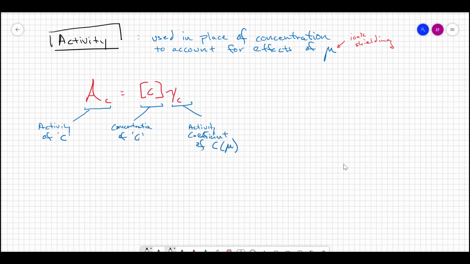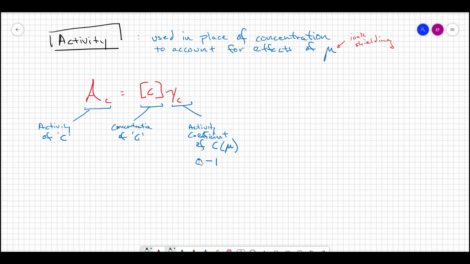I'll show you how. The formalism for activity, at least in an expression, is that activity is equal to the original concentration as corrected by what's called the activity coefficient, a constant, gamma. So we're multiplying the concentration by this value, gamma, and the activity coefficient can take on values anywhere from 0 to 1 as a function of mu. So I'm putting here the activity coefficient of C. We're talking about some species C. That could be lead, it could be whatever it is. And then I put in parentheses mu, because the activity coefficient is a function of mu.